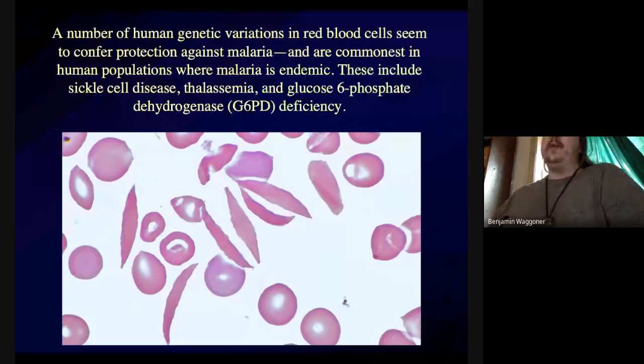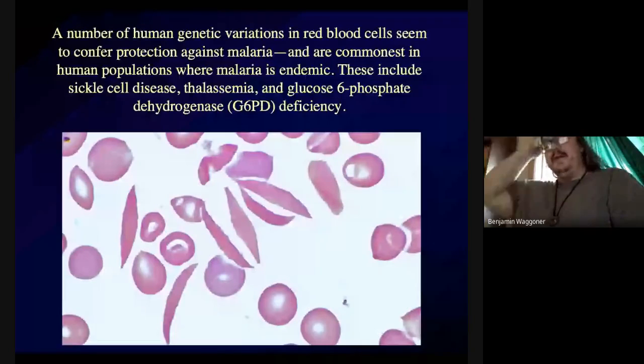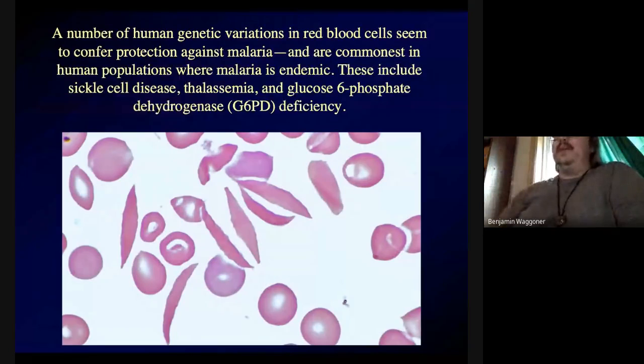There are a number of human genetic variations that confer protection against malaria. And as you'd expect, they are most common in human populations where malaria is endemic. One of them is sickle cell disease. I don't know if you've heard this story, but it does in fact happen to be true. Sickle cell is basically caused by one gene with two alleles. If you are homozygous for the recessive sickle allele, you have sickle cell anemia, which is what's shown here.